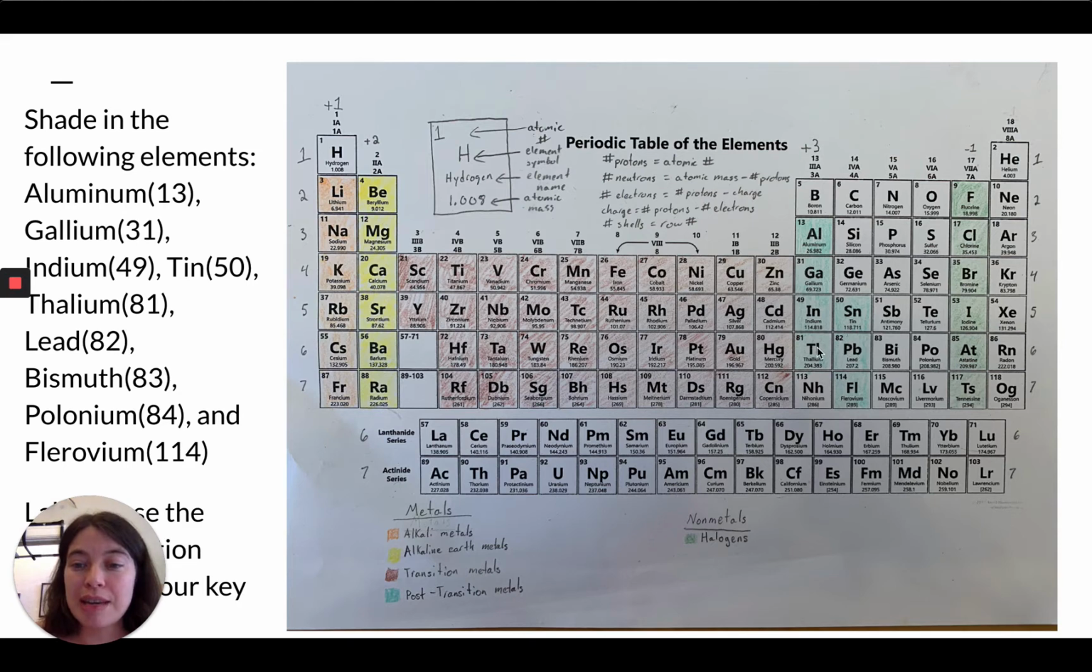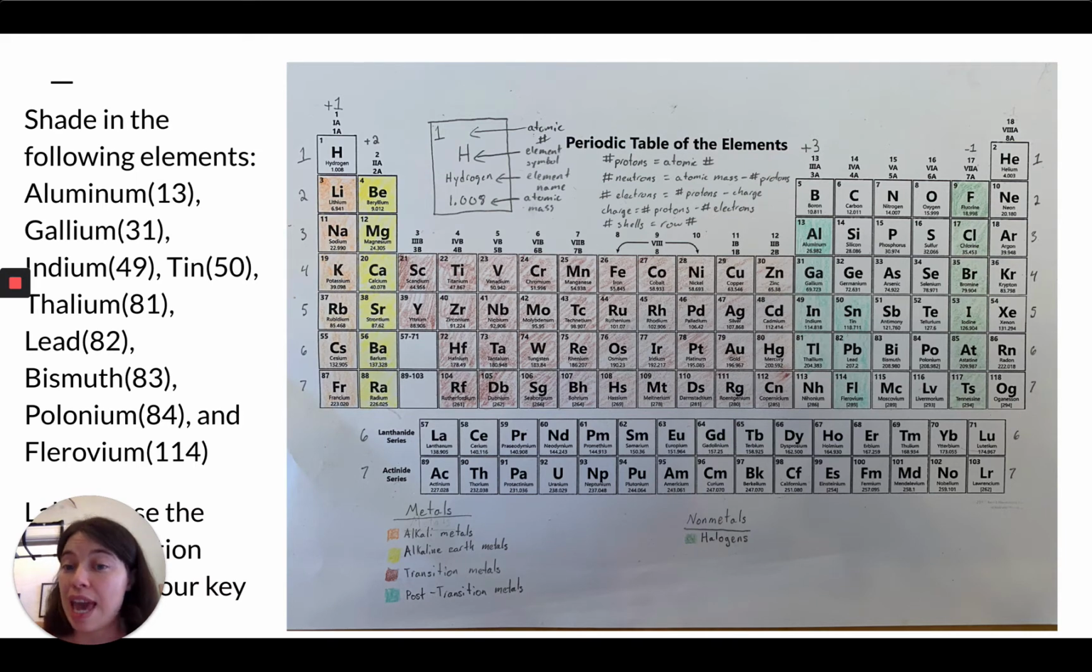So I want you to take a moment, go ahead and pause this video, color in those 7 elements. Make sure you're looking really carefully at this to be certain that you're getting the right ones, so just those 7. And when you are ready, hit play to resume the video. All right, ready?